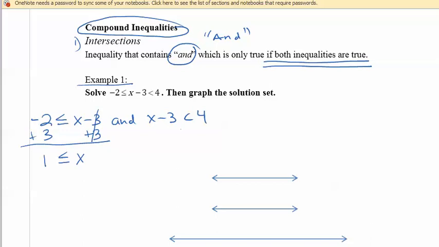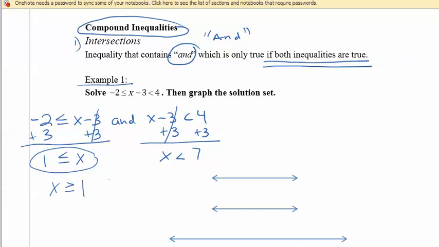And in this second inequality, I'm going to add 3 to each side. So plus 3, plus 3. And in this case, I'm left with x is less than, it looks like 7. Okay? So if I were to rearrange this, remember that we said the variable should be on the left. And so you have x is greater than or equal to 1 if we write it that way, because if 1 is less than or equal to x, then x obviously has to be greater than or equal to 1.